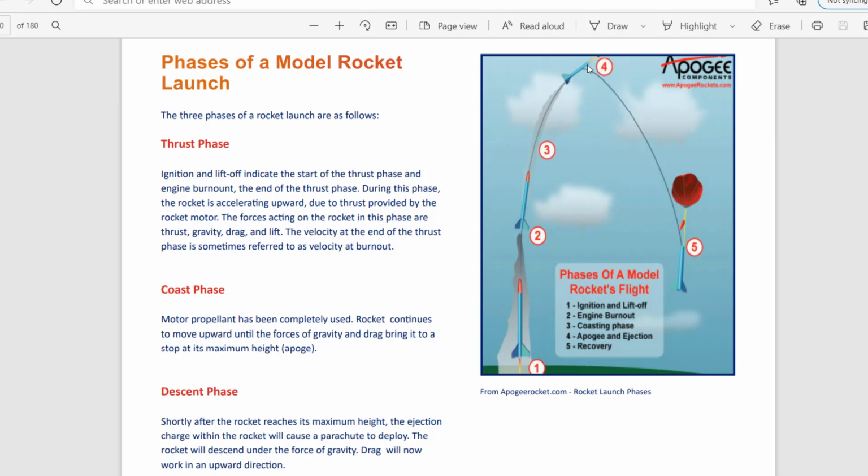the ejection charge within the rocket will cause a parachute to deploy, and the rocket will descend under the force of gravity. Drag will now work in the upward direction. That process of the rocket descending is called the descent phase. Looking at this diagram, this would be the thrust phase, this would be the coast phase, and this would be the descent phase from 4 to 5.